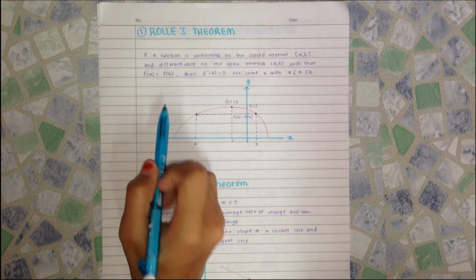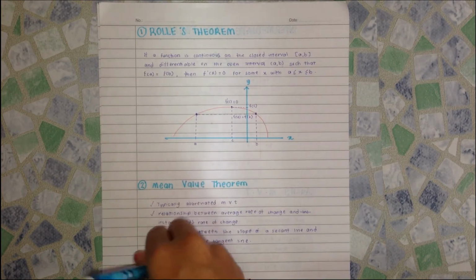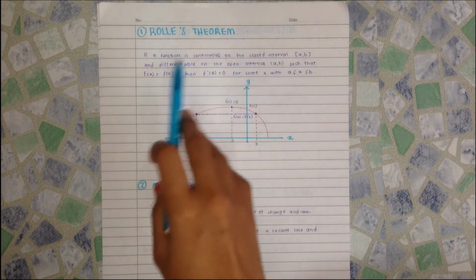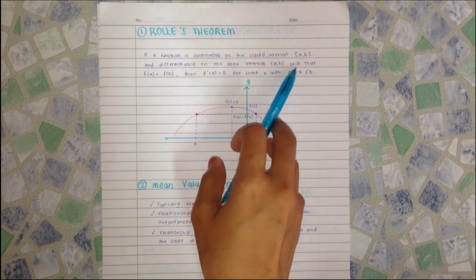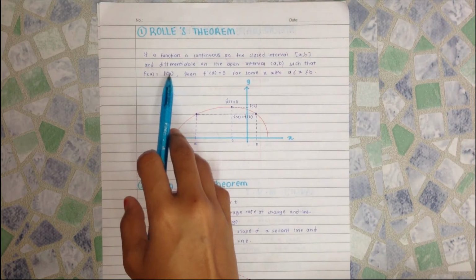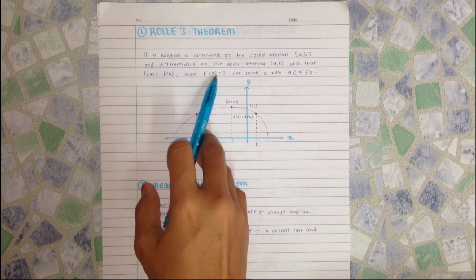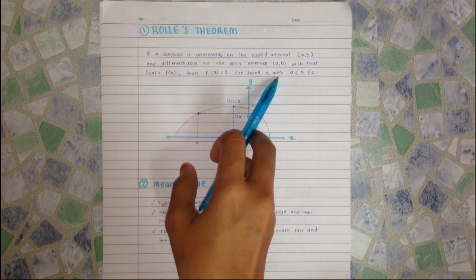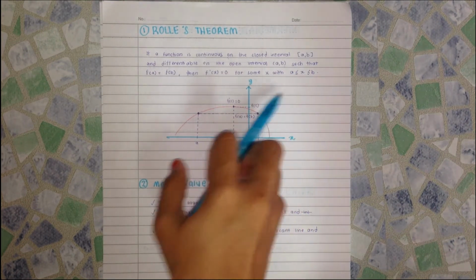This theorem states that if a function is continuous on the closed interval [a, b] and differentiable on the open interval (a, b), such that f(a) is equal to f(b), then the derivative f'(x) is equal to 0 for some x with a < x < b.